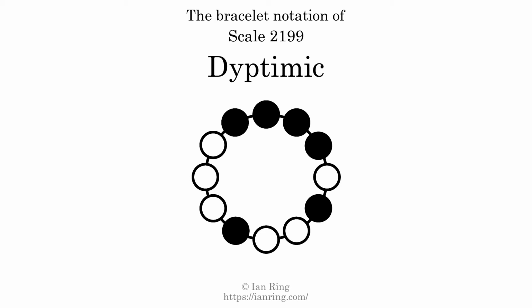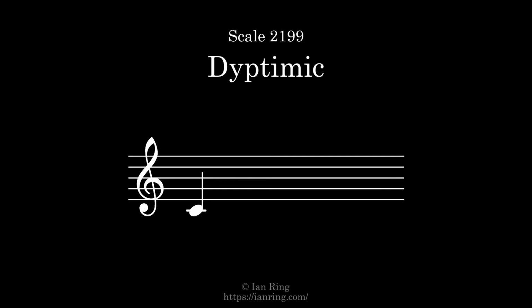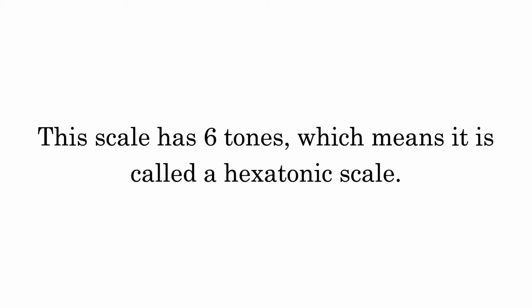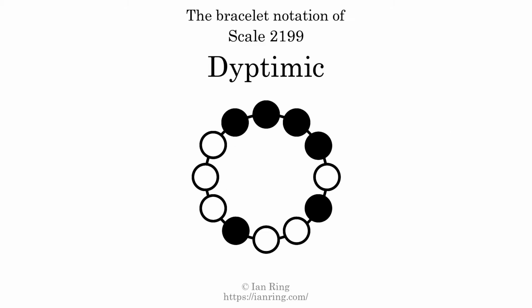2199, Dyptimic, which sounds like this. This scale has 6 tones, which means it is called a hexatonic scale. This is a bracelet notation diagram of scale 2199. The shaded circles represent tones that appear in the scale, and they are read clockwise, starting at the top.